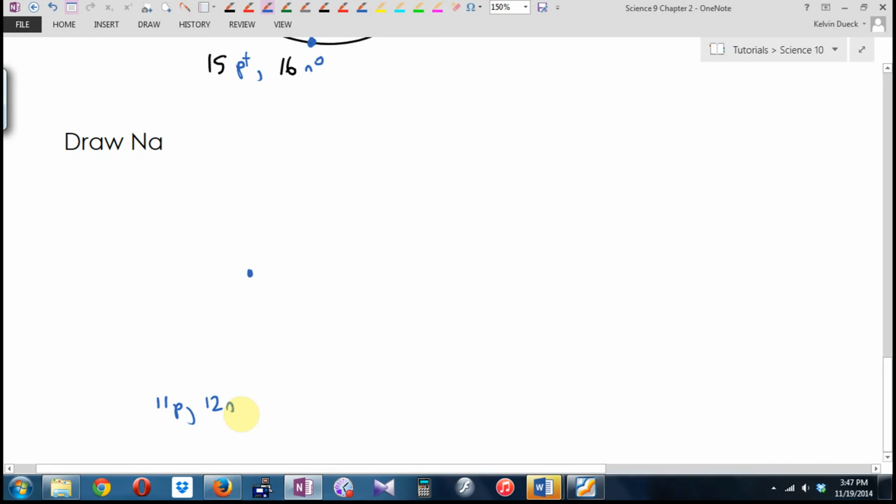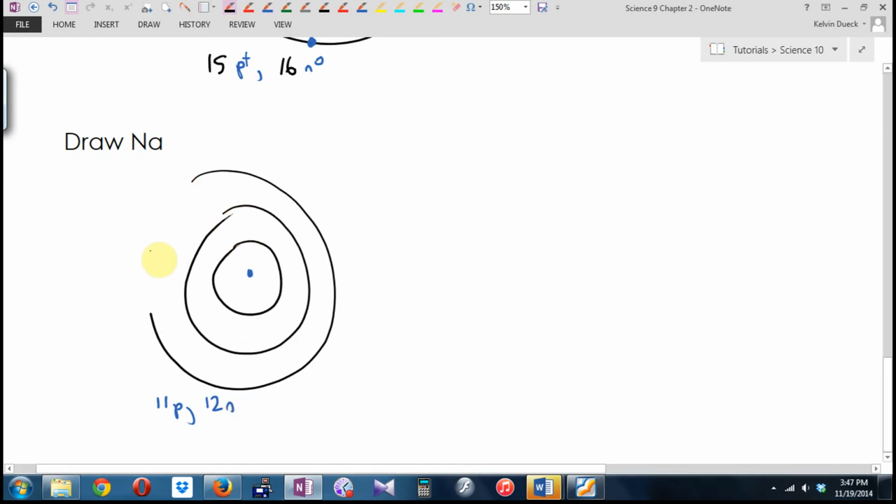What row is it in? 3. So it's going to have 2, 8, and then 1. And this is what makes it so unstable, because it wants a full valence shell. And to get a full valence shell, how many electrons does it need to lose? Just 1. Now, losing an electron will make you more positive or more negative? Positive. And that's why, if I wanted to, I would say draw Na plus.